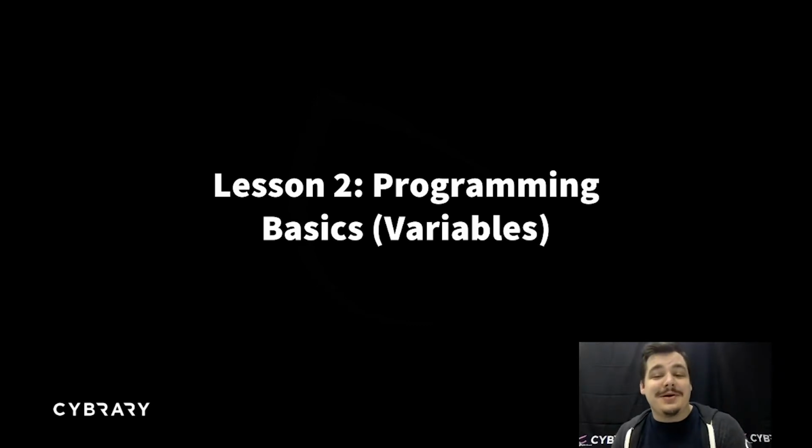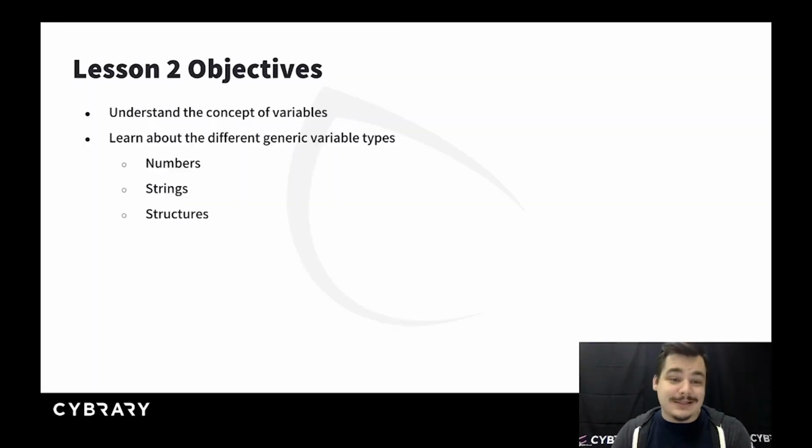Today we're going to be focusing on variables because we are in Lesson 2. So the objectives in this lesson, we're going to talk about the concept of variables, what they are, what they're for, what they do. We're going to learn about the different generic variable types. Now this is a very broad description of the variable types. There are a lot of subtypes of these. There are a lot of people who will disagree about what a generic variable even means. But for the course of this video, because I'm the one making the recording, I get to decide what is and is not going to be covered. And I'm going to say that there are numbers, there are strings, and there are structures.